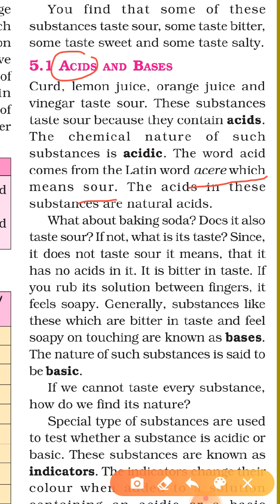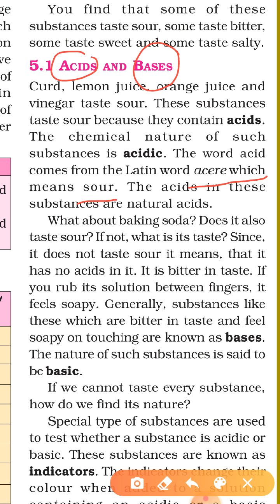Now what about baking soda? Does it also taste sour? No, baking soda's taste is not sour. Its taste is bitter. If a substance's taste is not sour, it is not an acid. If a substance's taste is bitter, it is a base. Substances which taste bitter are known as bases. This is one quality by which we can identify bases.